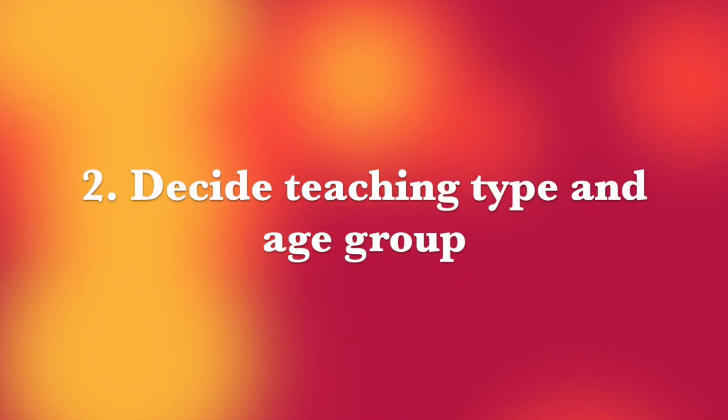Step number 2 is to decide what kind of teaching you want to do. Do you want to work at a private school? Do you want to work at a public school? What age group are you looking for? Do you want to teach kindergarten or adults or college students or middle school? These are great things to sit down and think about, just so you have an idea of what kind of jobs you're looking for and what kind of research to do.